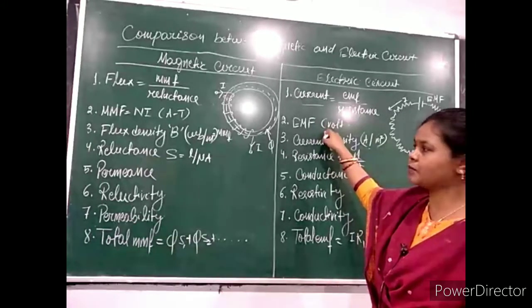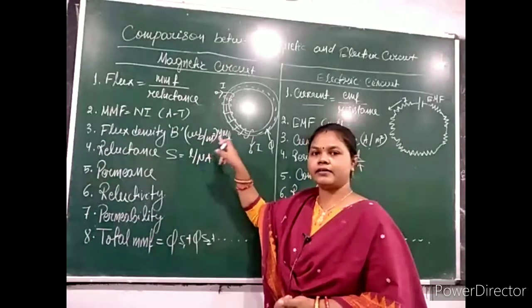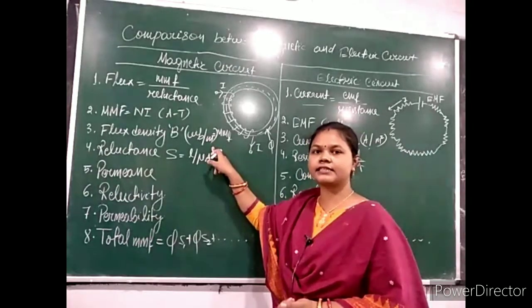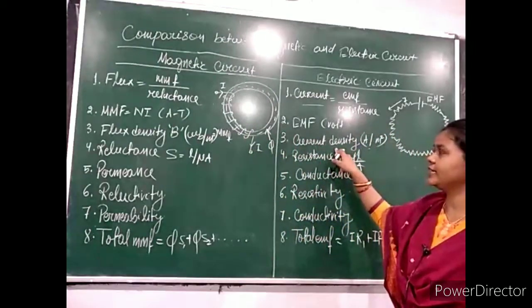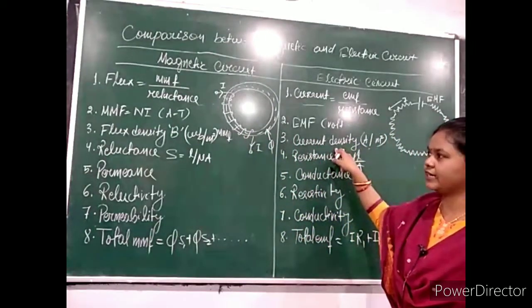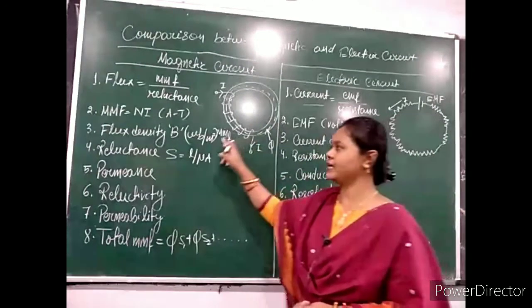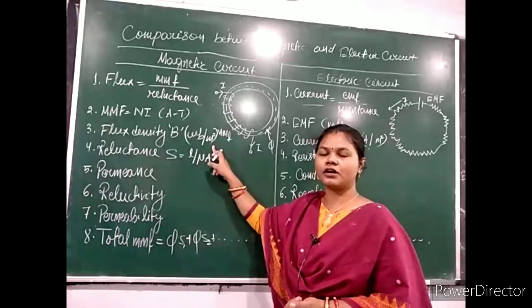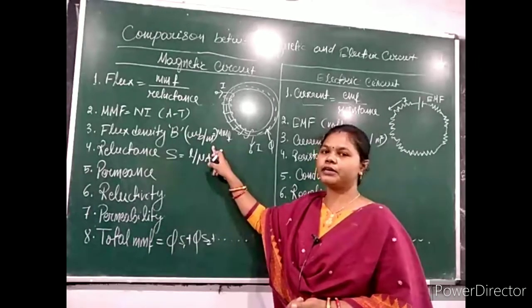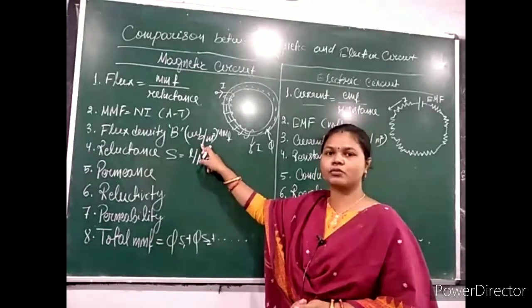Then come to the third point, which is the flux density. Flux density in a magnetic circuit is analogous to current density in an electric circuit. For your knowledge, I again say what flux density is: it is the ratio of flux per unit area, and its unit is Weber per meter square.